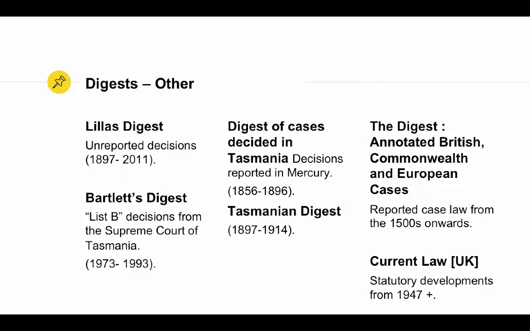Similarly, there were decisions prior to 1897 that weren't recorded or reported. Decisions prior to that time were only picked up by newspaper articles. So we have a range of indexes and digests for those, so that you can search for older historical cases. Similarly, the English and Empire Digest, which covers British, European and Commonwealth cases, dates back quite far to the 1500s, and we still have current copies on our shelves here.